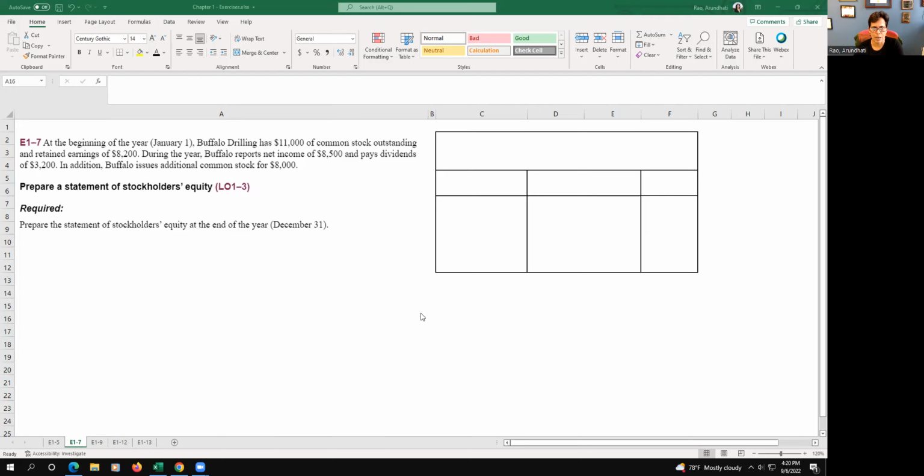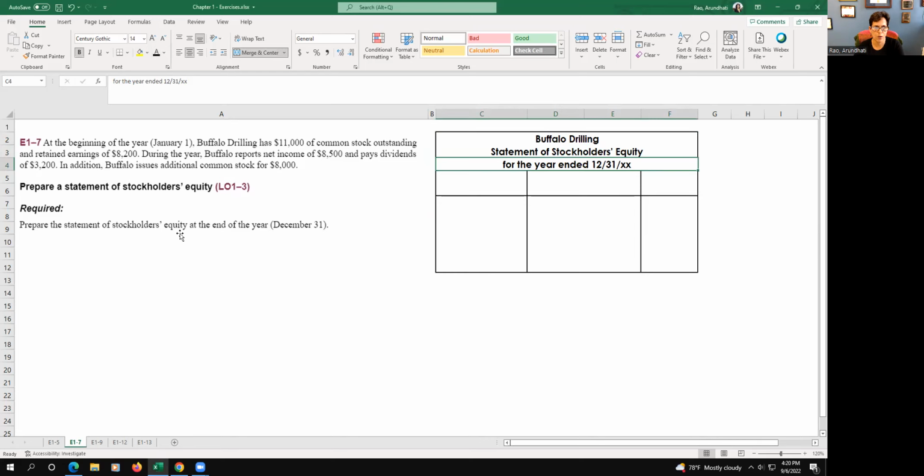So this is a fairly simple exercise, and I'll start out by preparing my statement of stockholders' equity. I'll fill out some of the basic information over here. I have the name of the company in the first line. Second line, I have the name of the statement, which is statement of stockholders' equity. And third line, I'm identifying that it is for the year ended December 31st. And since they've not given me the year, I'm just putting XX.